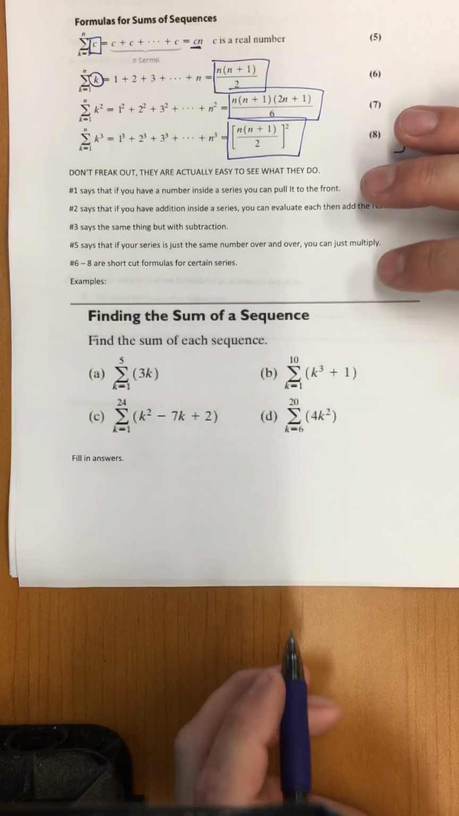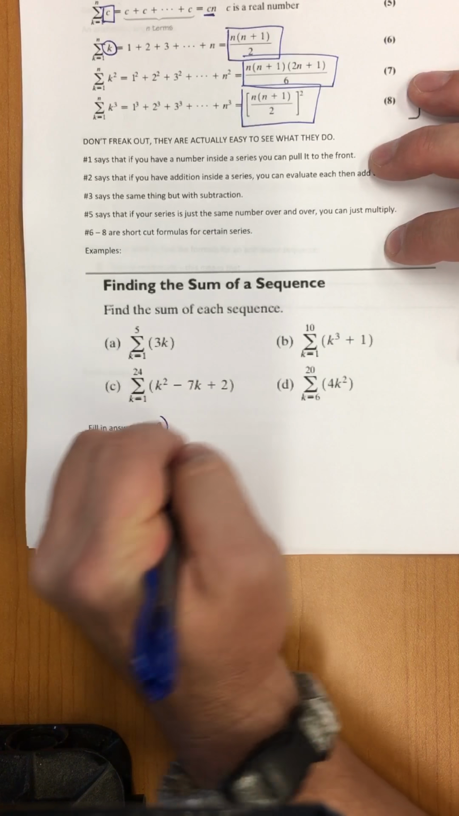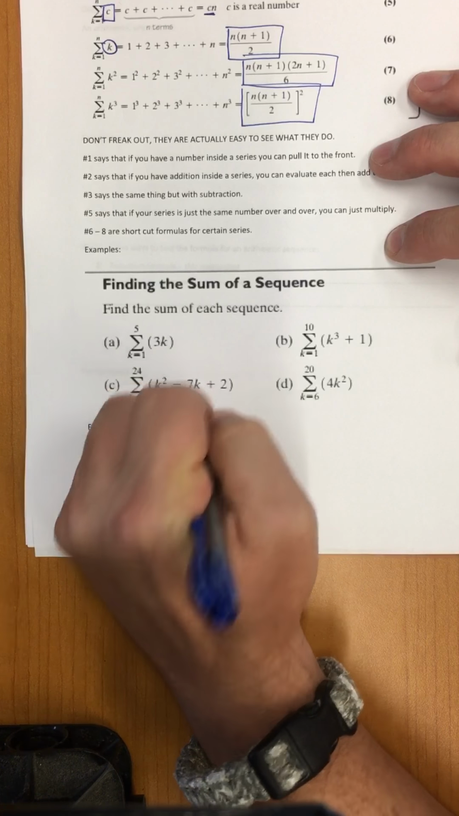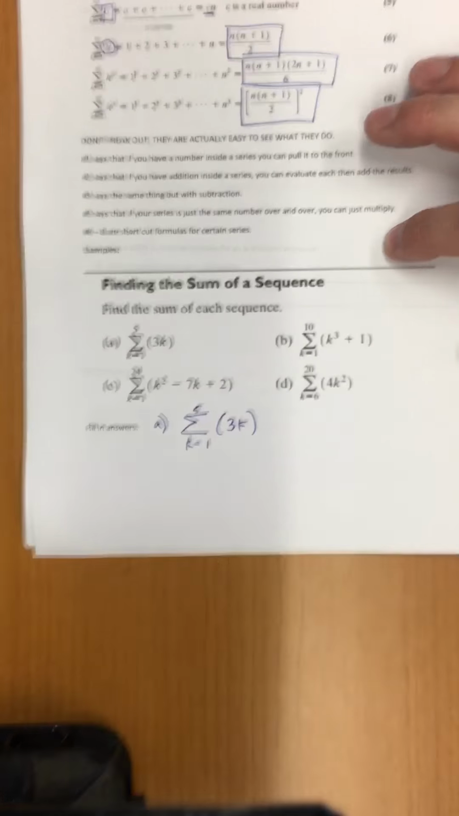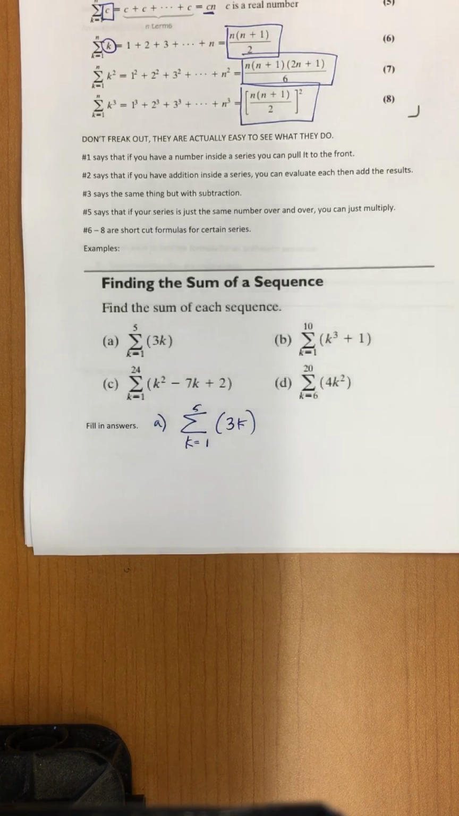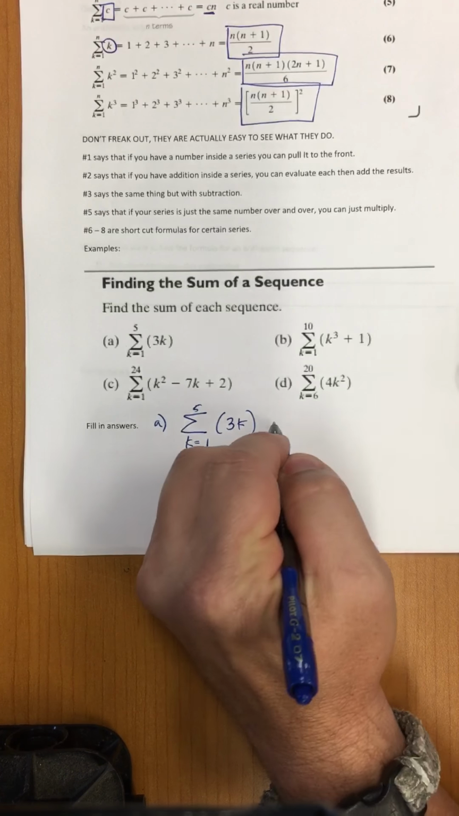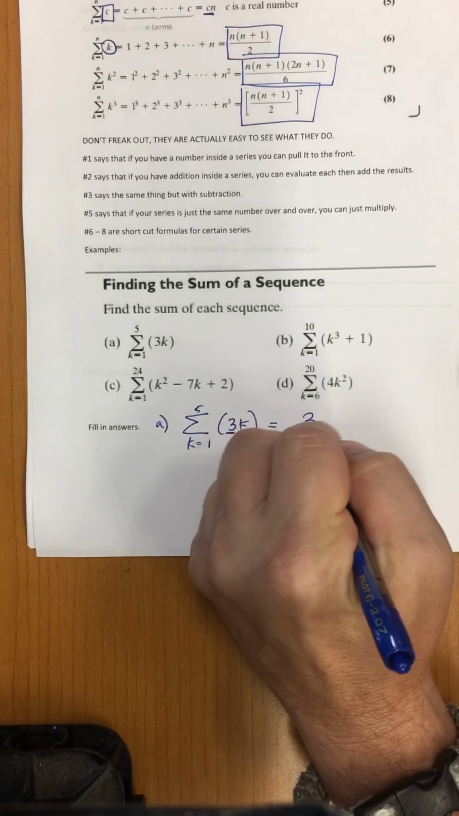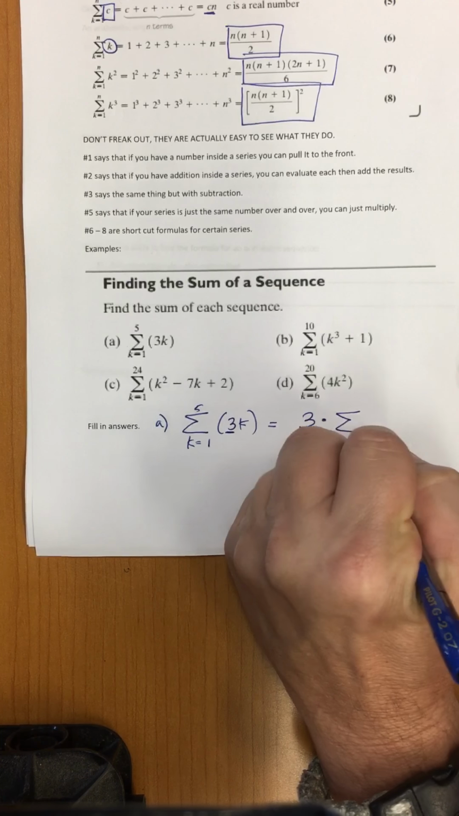Let's do a couple examples of what they're going to want you to do. So problem A. They want us to evaluate the sum as k goes from 1 to 5 of 3 times k. Now we could do this by hand. You could plug 1 in, and then 2 in, and then 3 in, and then 4 in, and then 5 in, and you could add those up, which I'll show you in just a second. Or we can actually use one of these formulas. So I don't know if you remember, it said if there's a constant inside, you can actually bring that to the front of the sum.